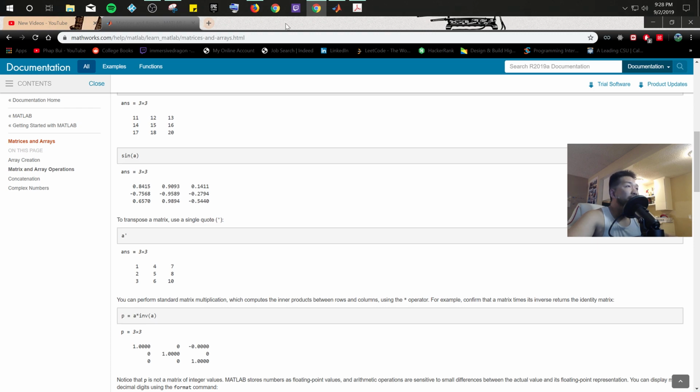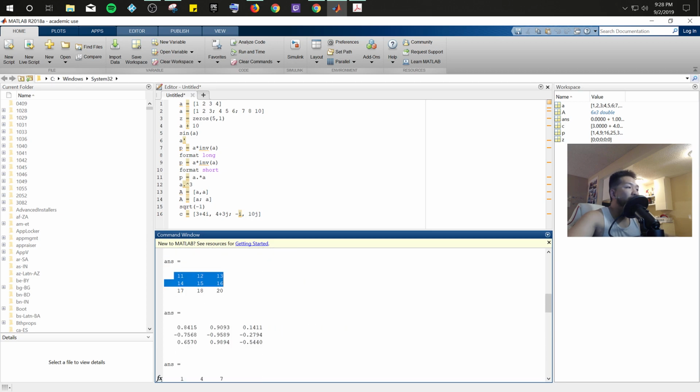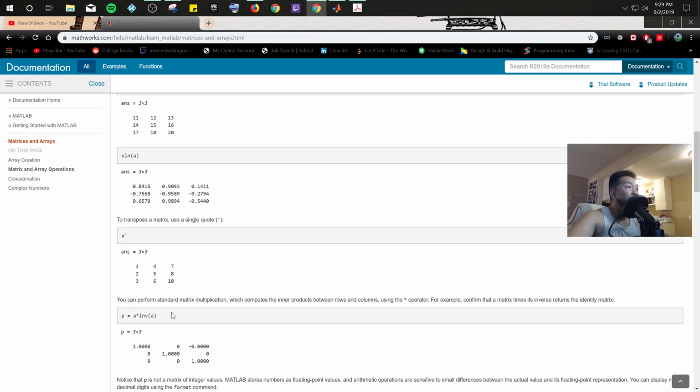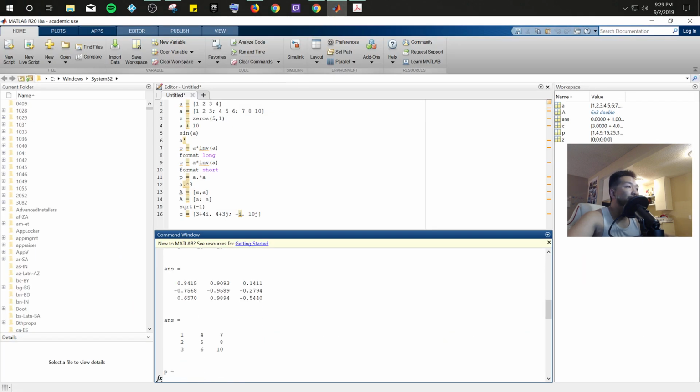And sine of A. Here we go. Sine of A. Here we have sine of A. Answer is equal to 3 by 3. Okay, so now we have the answer to sine of A. So if you take the sine of each column, you see that it will be equal to these numbers. That's what MATLAB does. Hopefully that makes sense to you guys.